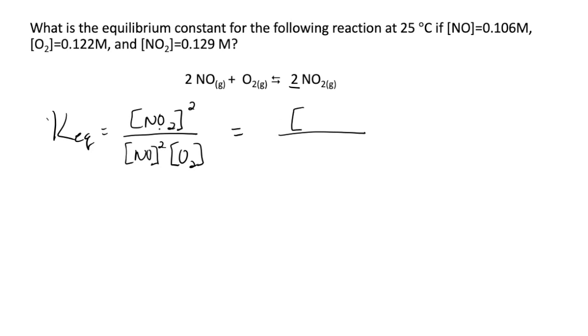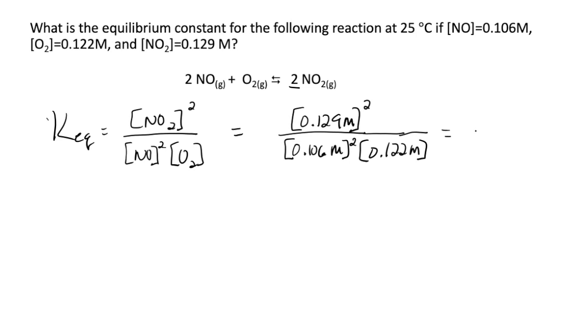We're going to write the concentration of NO2, which is 0.129 molar squared. Don't forget your squared. Then we're going to write our concentration of NO, which is 0.106 molar squared, and the concentration of our oxygen. When you're putting these into your calculator, I strongly recommend that you use parentheses because if not, it's going to do the PEMDAS out of order. So make sure you're using parentheses where you need to.